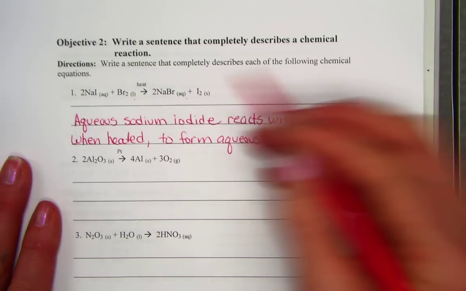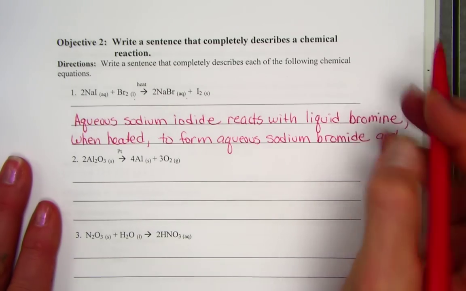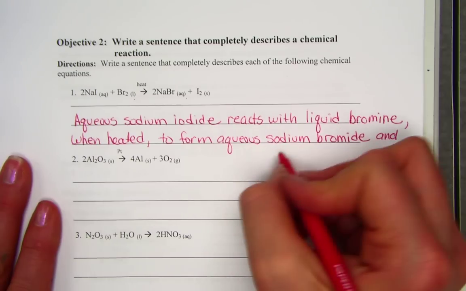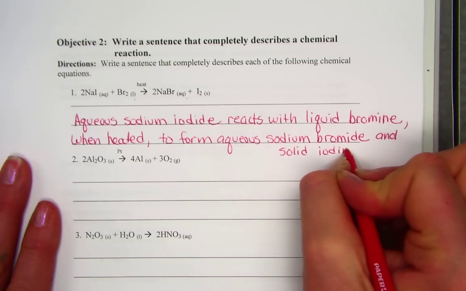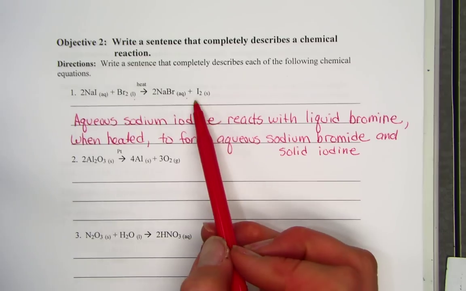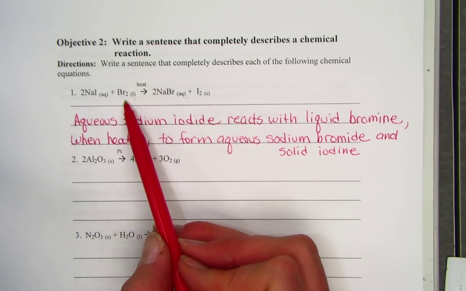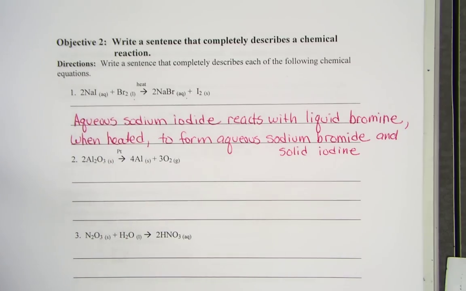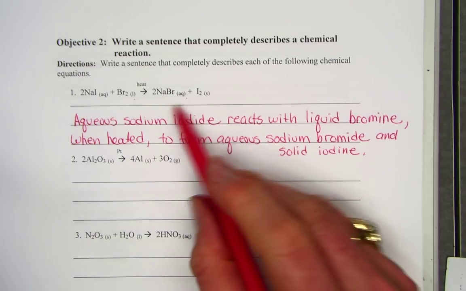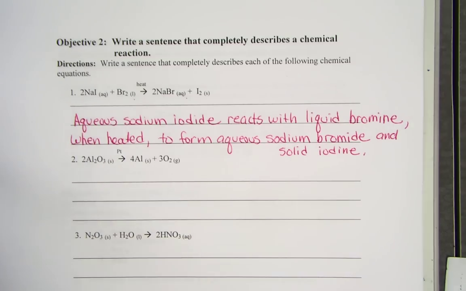And now the plus will be the word and. I2 (s) we'll write solid iodine. Iodine is in an elemental form. Bromine is an elemental form on either side. Aqueous sodium iodide reacts with liquid bromine when heated to form aqueous sodium bromide and solid iodine, turning each of our symbols into words.